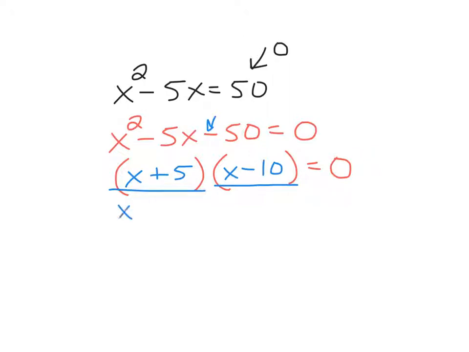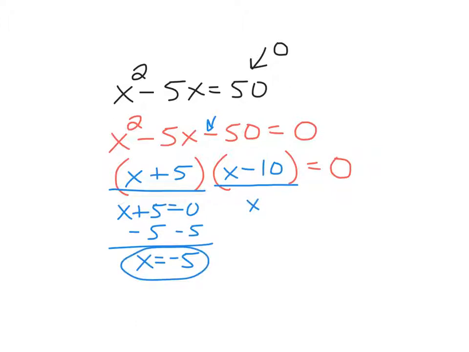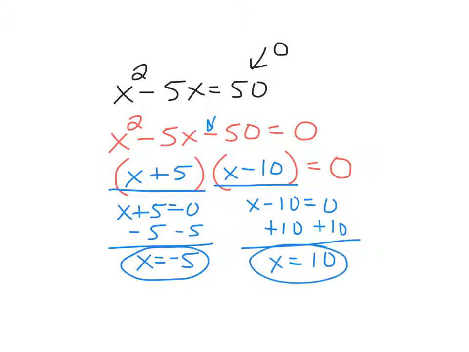If x plus 5 is equal to 0, I'm going to subtract 5 from both sides. So I'm going to have x is equal to negative 5. That's going to be one of my answers. If x minus 10 is equal to 0, I'm going to add 10 to both sides, and I'm going to get x is equal to 10. So the two different answers are x is equal to negative 5, and x is equal to 10.